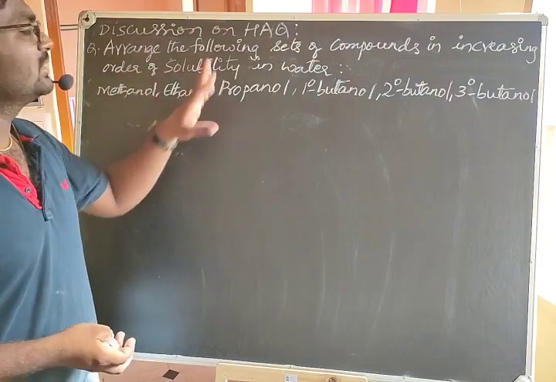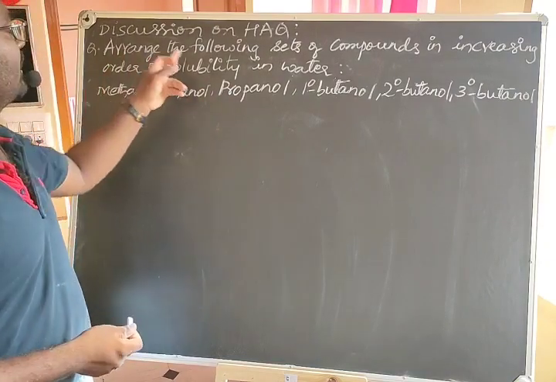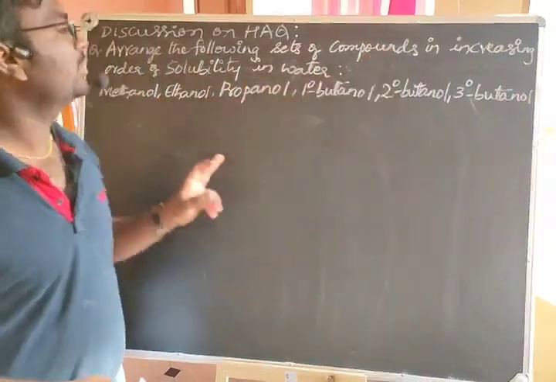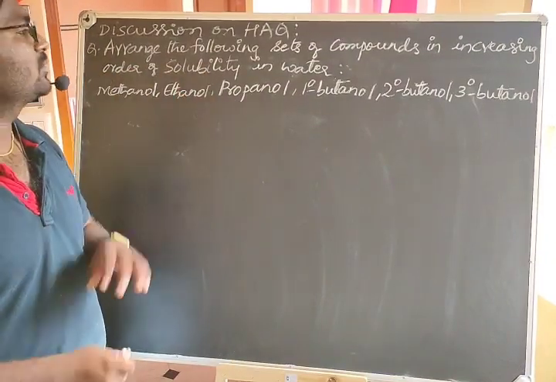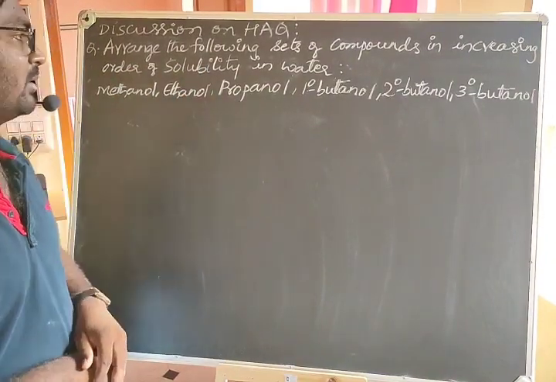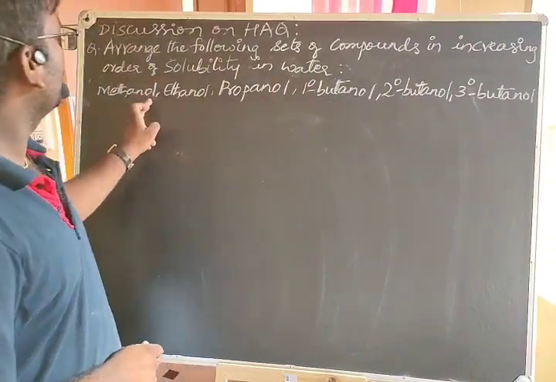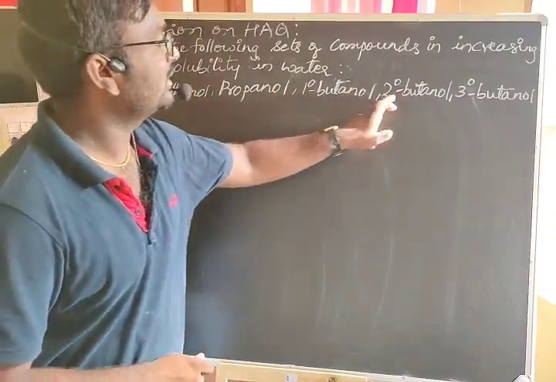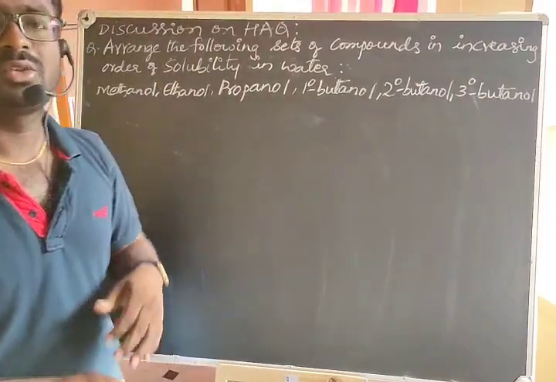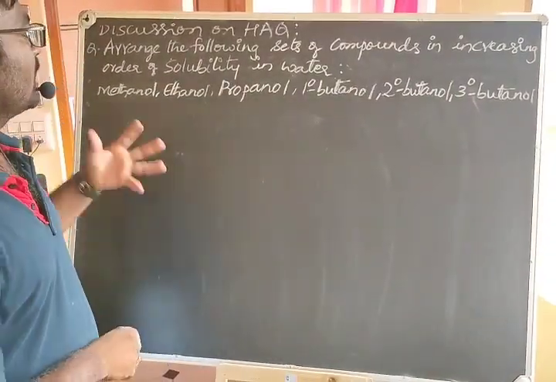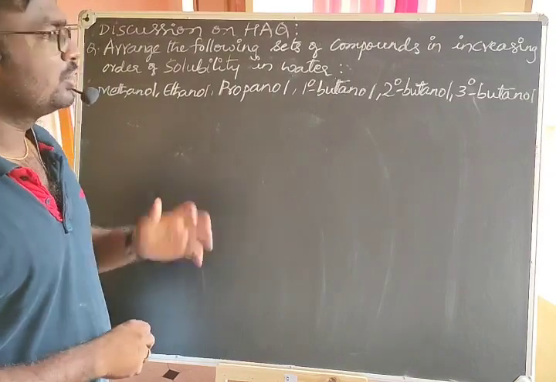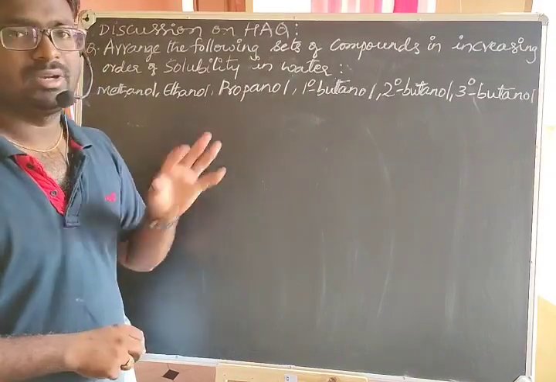Now we shall consider this question: arrange the following sets of compounds in increasing order of solubility in water. And here you can see that all compounds have OL as the suffix, hence these are all alcohols. So we know that alcohols are soluble in water due to the hydrogen bonding.